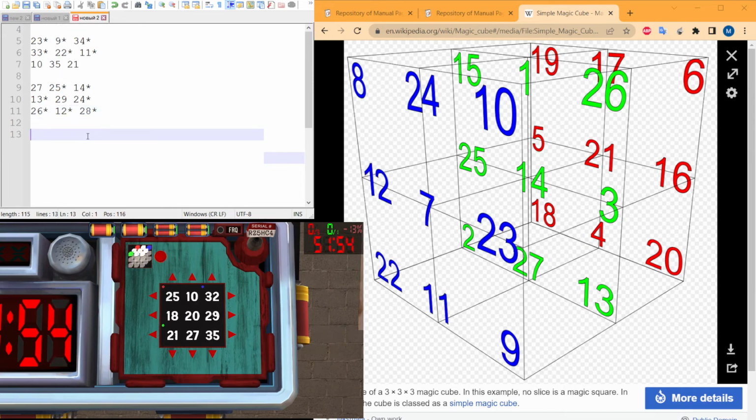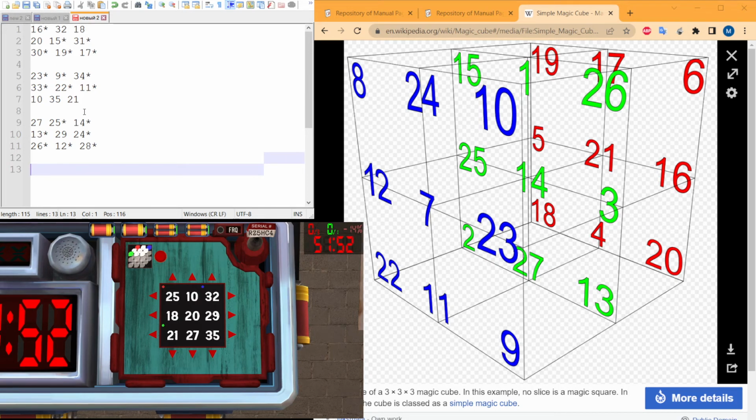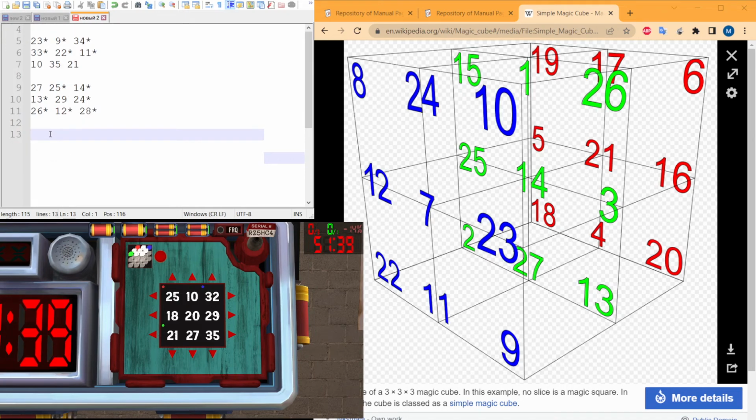Okay, now each square has three or less numbers that are not present. So this is going to be the last step before we shuffle the three squares.